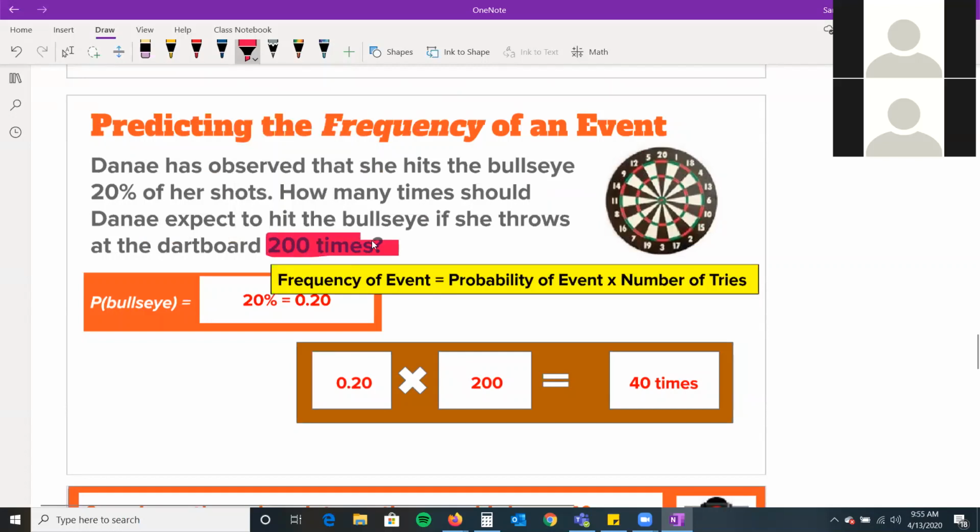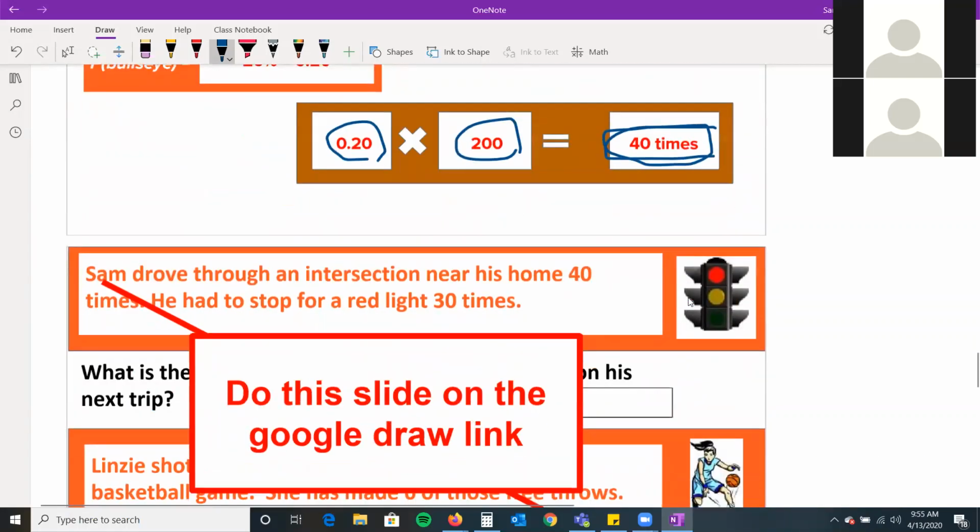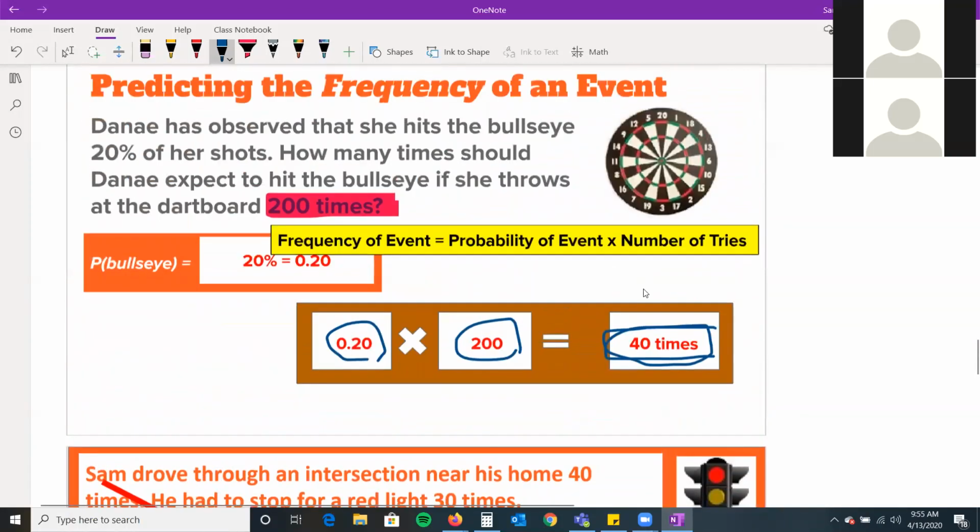So if she is throwing 200 times, and we know she hits about 20% of her shots, or bullseyes, how many times can we expect her to get bullseyes? Well, if it's 20%, right? To get the frequency of an event, we multiply the probability, 0.20, 20%, times the number of tries, 200 throws. And so that's going to give us an answer of about 40 times. About 40 times she will hit a bullseye. Again, it's not exact, but that's our frequency, that's our prediction.